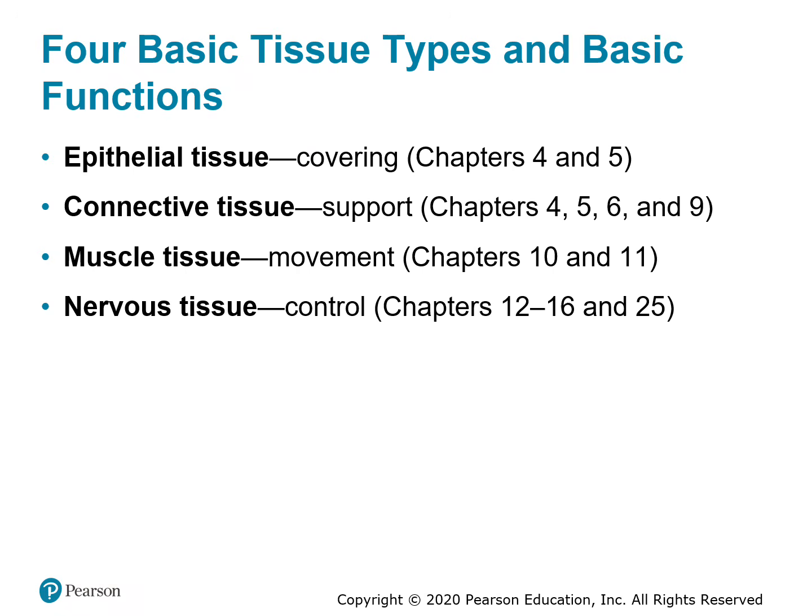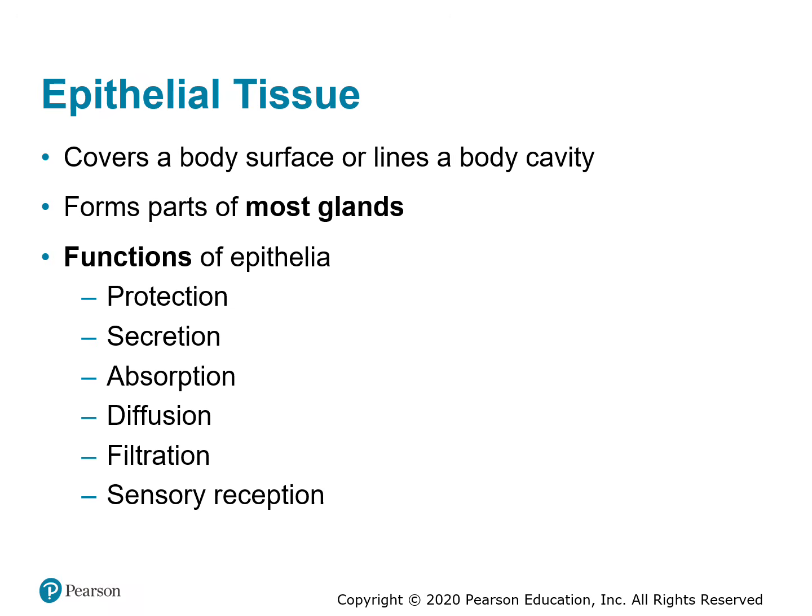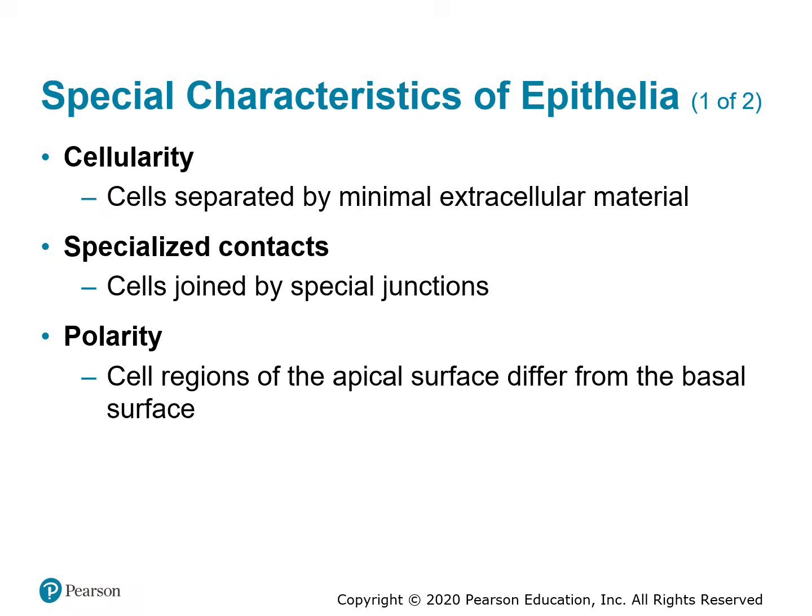Epithelial tissue is what will cover and protect your body. Connective tissue will support. Muscle will help you move. Nervous tissue, all of the control of it. Epithelial tissue covers the surface or lines the body cavity, mostly functions in protection, secretion, absorption, diffusion, filtration, and sensory reception. The structure of the tissue lends to its function.